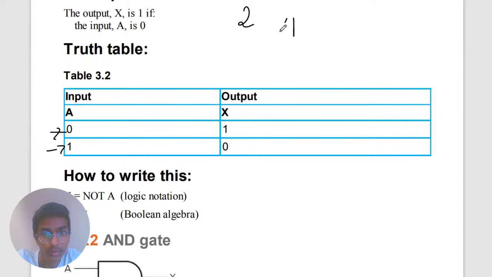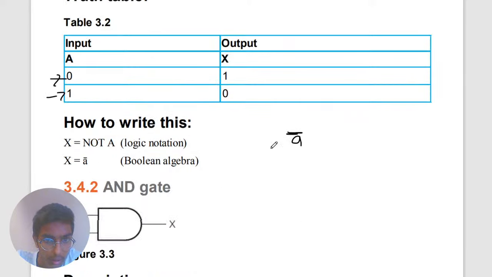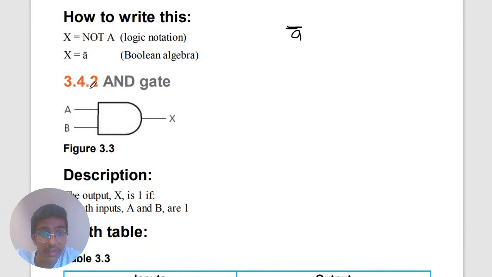Sorry, it only has 1 input. It can be 0 or 1. And what this does is basically it's the opposite. In Boolean algebra, we say A with a line on top. Okay, line on top of A. Then when you want to say the logic notation, we say NOT A. Okay, NOT A.